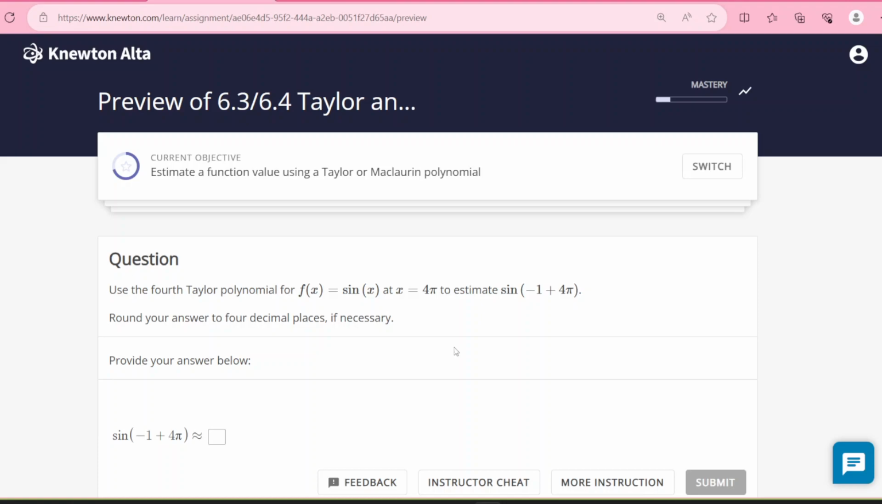Same kind of deal. Use the fourth Taylor polynomial. So Taylor centered at 4 pi, x equals 4 pi, for f of x equals the sine of x, to estimate the sine of 4 pi minus 1, or negative 1 plus 4 pi. And of course, round the estimate to 4 decimal places again. So this is very, very similar to the previous several problems.